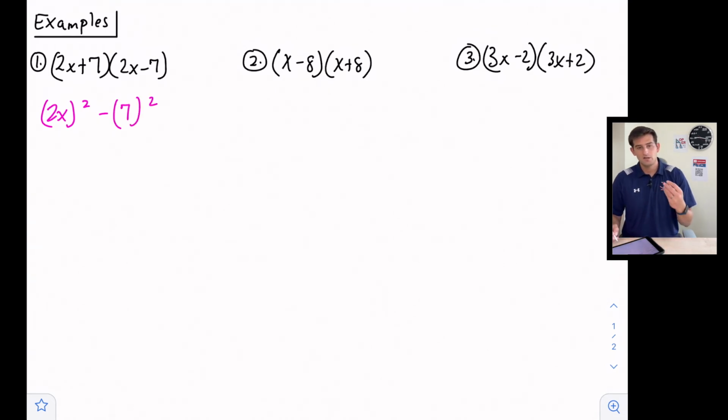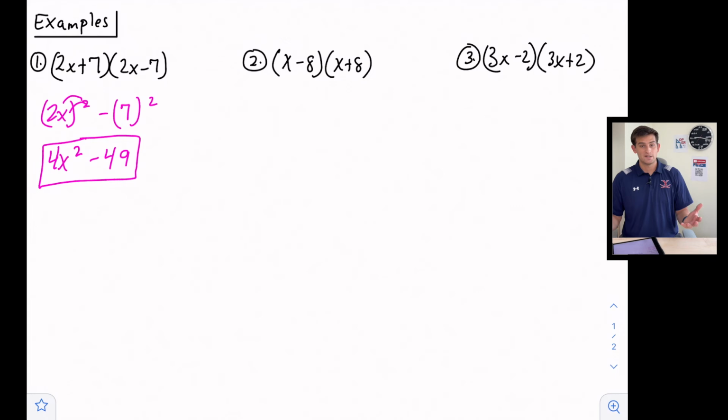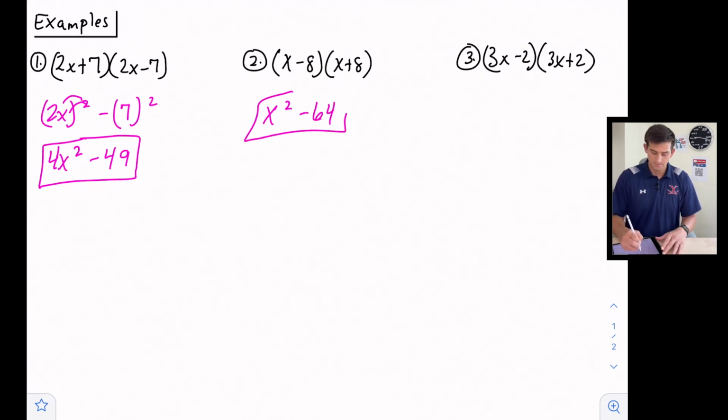Now here, we need to be careful because 2x squared, we need to square 2, and we need to square x. So 2 squared is 4, and x squared, and then minus 49. Okay, so we get 4x squared minus 49. Now for number 2, we have x minus 8, x plus 8. So here we can just take our x, we can square it, and 8 squared would be 64.